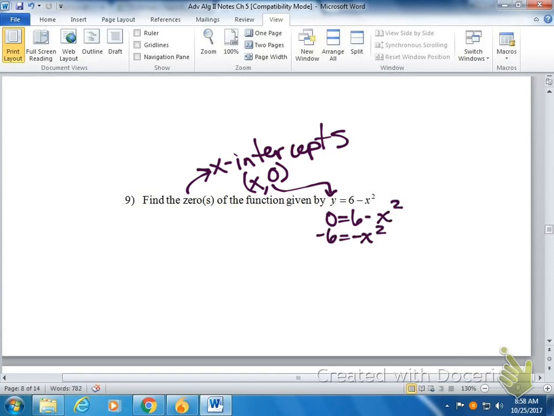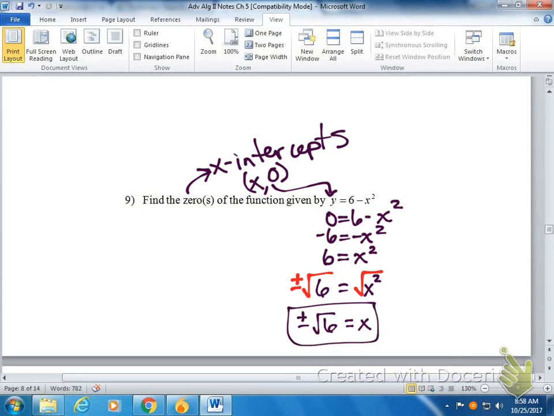Subtract 6. I guess I could have added x squared, so that way I didn't have to deal with a negative. But either way, divide by a negative 1, and then take the square root on both sides, include the plus or minus. So my answer is plus or minus root 6 equals x. Since 6 does not break down into any sort of perfect squares, I'm done.